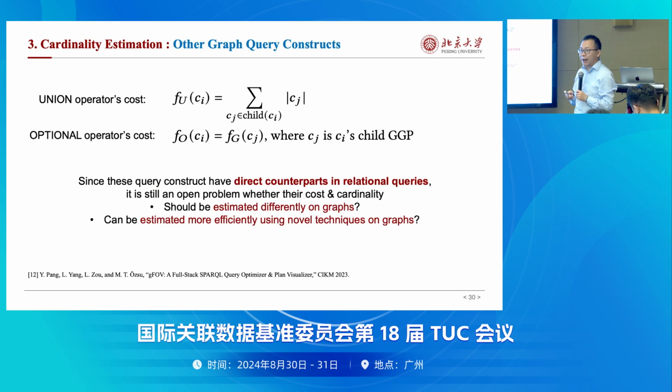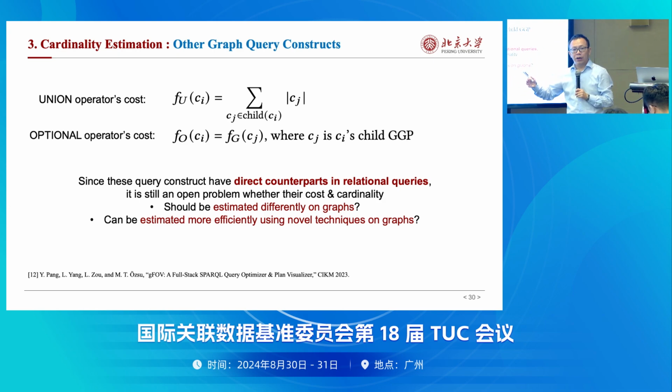For the other graph constructors, such as aggregation, union, and optional, and different kinds of other graph constructors, they are something like the counterparts in the relational database system. So how to consider the graph structure in this setting, and how to optimize and efficiently estimate such constructors, I think is also another challenge.